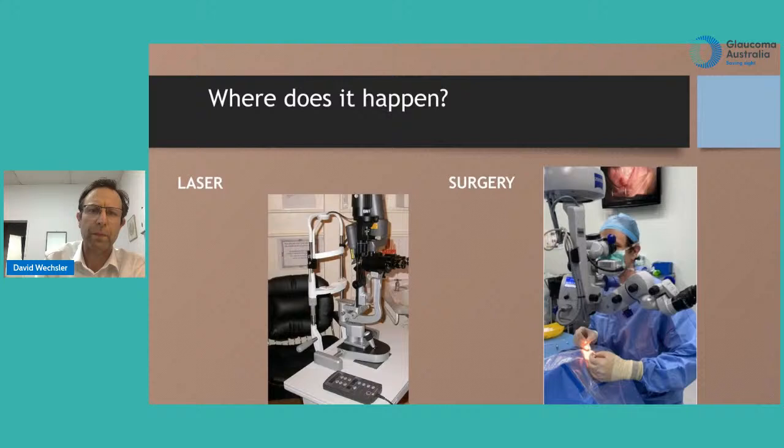So, under two different things. The glaucoma laser happens in the clinic and it's a bit like something that might happen at one of your appointments, whereas glaucoma surgery actually happens in hospital in the operating theatre. So I'm going to go through these separately.